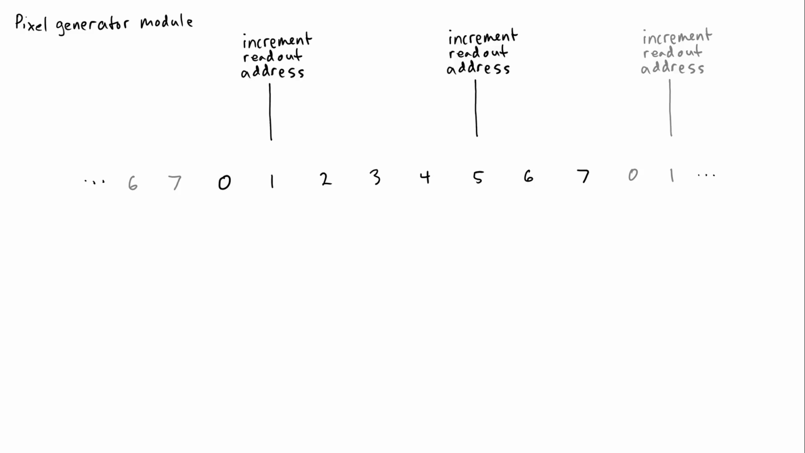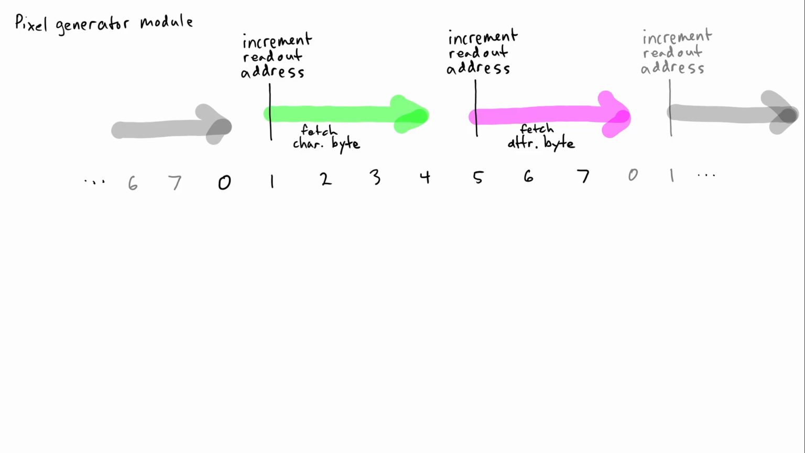Before we go over the pixel generator hardware design, let's discuss how it works. You may recall from episode 3 that the readout module uses an 8-cycle cadence to time the generation of data addresses to fetch from video memory. At times 1 and 5, the readout module increments the readout address register, outputting the address of a byte to fetch from video memory. At time 1, the generated address is for a character byte, and at time 5, the generated address is for an attribute byte.